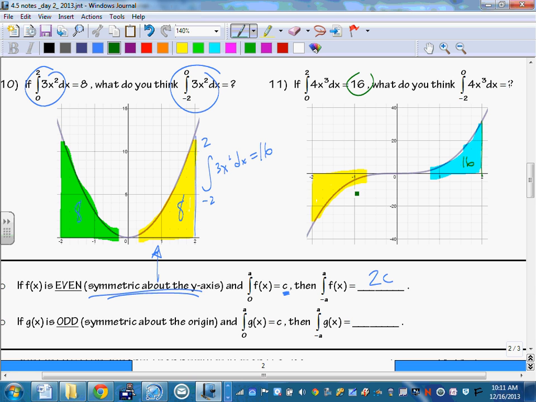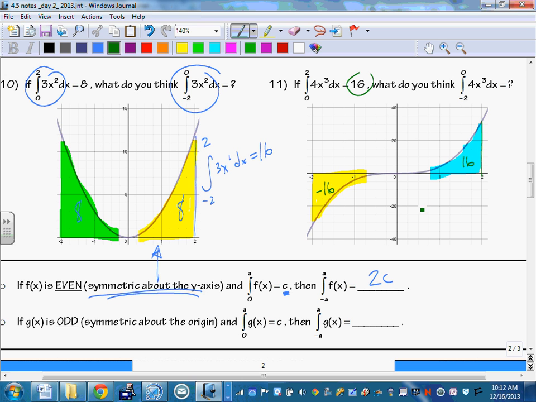So for this one, what do you think the area is going to be? This one is going to be negative 16, right? It's below the x-axis. We're still going negative 2 to 0, so that's in the right order. But since it's below the x-axis, we have a negative area because the height is negative.